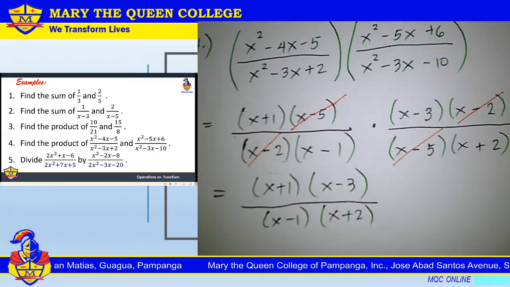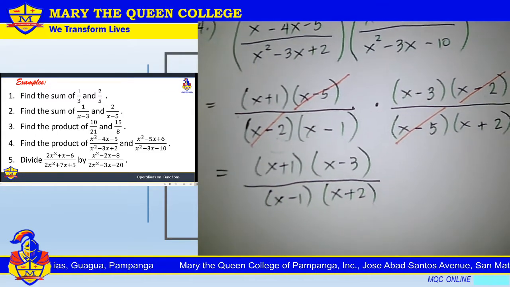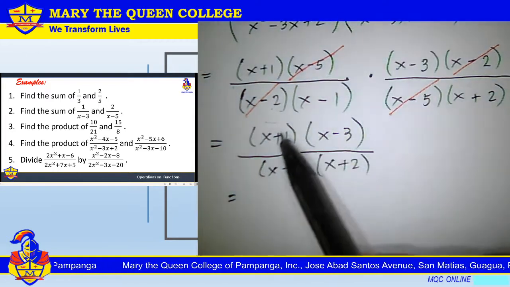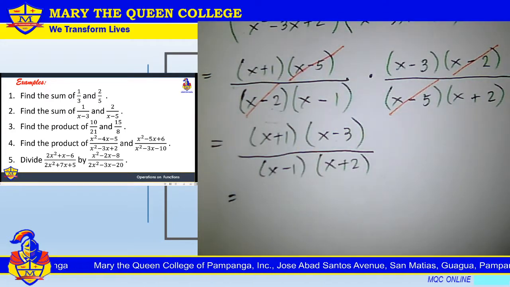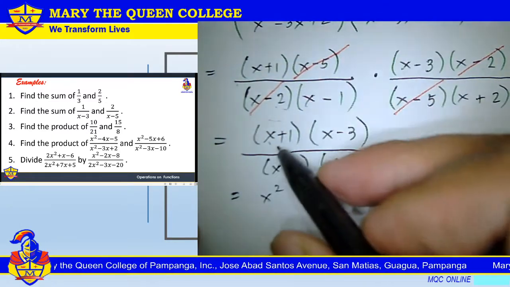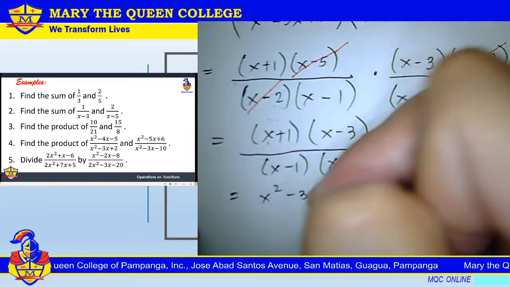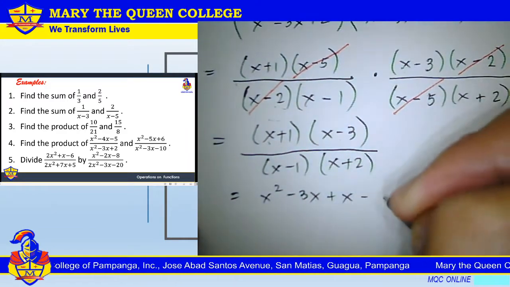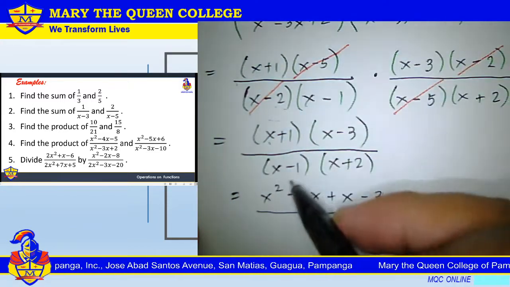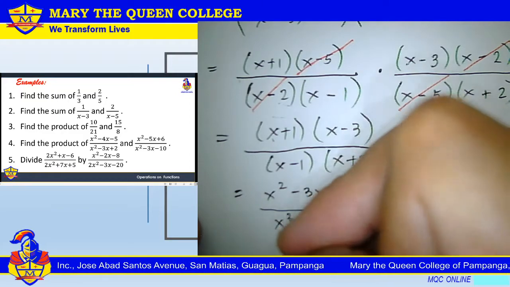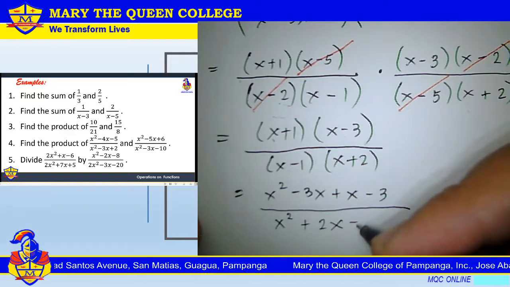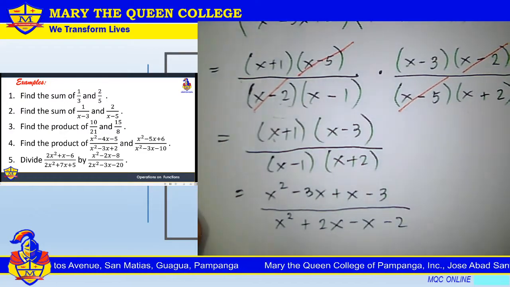Okay? And then, since we need the simplest form, kailangan po naka-simplify po ito or naka-lowest term. So, we can now apply the FOIL method. So, x times x, that is x squared. Tapos, outside term, negative 3x plus x minus 3. Okay? All over, FOIL method natin nasa baba, x times x, that is x squared. x squared plus 2x minus x minus 2.